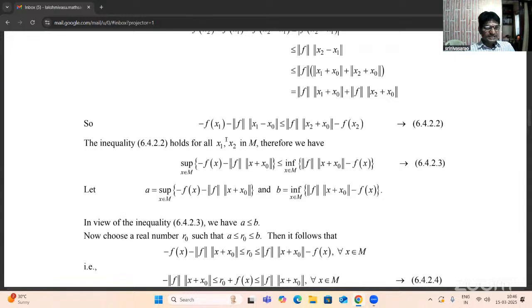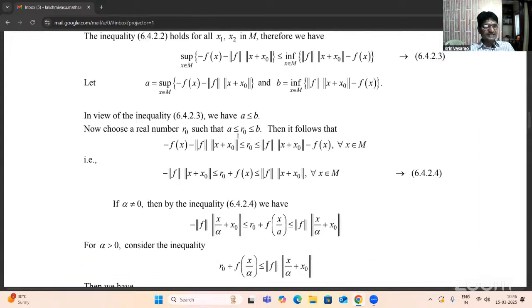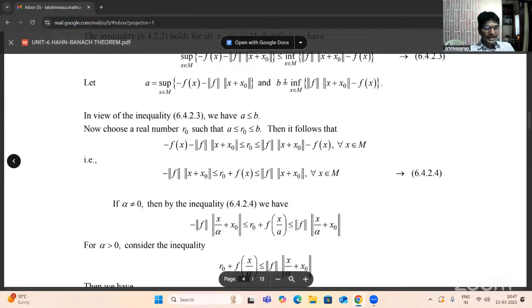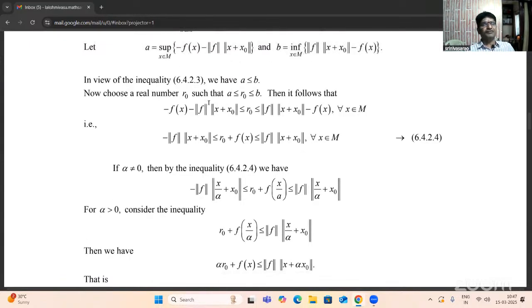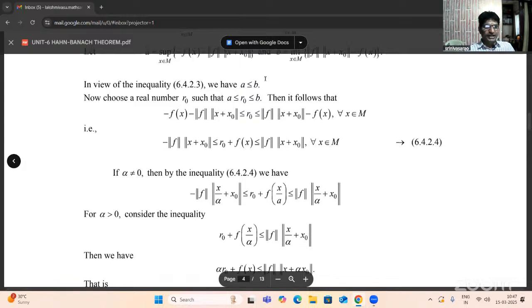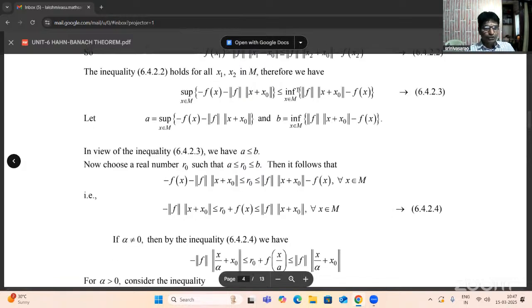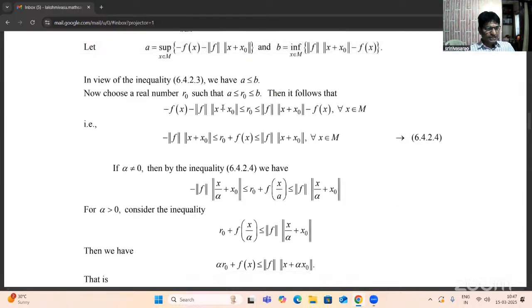So the negative, the minus, is less than or equal to the infimum of norm f into norm x1 plus x1 minus x0, and minus f of x, replacing x1 by x. Say that is the third inequality. The supremum value is small a, and on the right side the infimum value is small b. By the third inequality, the condition is a less than or equal to b.